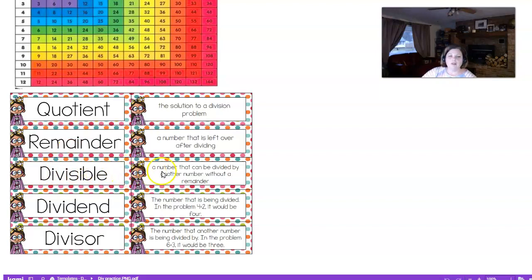Divisible means that a number can be divided by another number without a remainder. Dividend is the number that is being divided. In the problem 4 divided by 2, the dividend would be 4. The divisor is the number that the number is being divided by. For example, 6 divided by 3, the divisor would be 3.